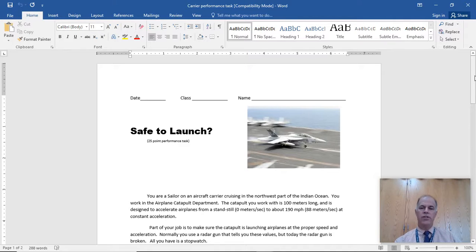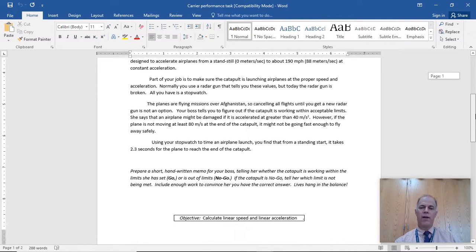So, in a nutshell, you are working on an aircraft carrier, and your method for seeing that the speed is right at the end of launch is not working right. So you have to find another way to calculate whether the catapult is working properly. And then you're going to be writing a short memo for your boss.